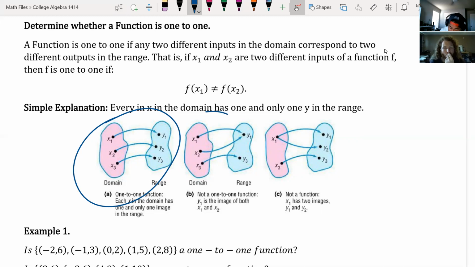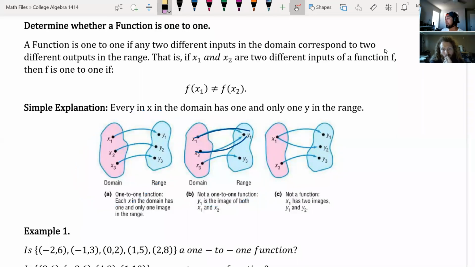The next picture is a function, but it's not one-to-one. We see x1 goes to y1 and x2 goes to y1. Here, two x values share the same y value, therefore it is not one-to-one. Again, to be one-to-one, every x must have one and only one y value. And then the third picture is just not a function at all because one x value has two y values. So one-to-one means every x has exactly one and only one y value.